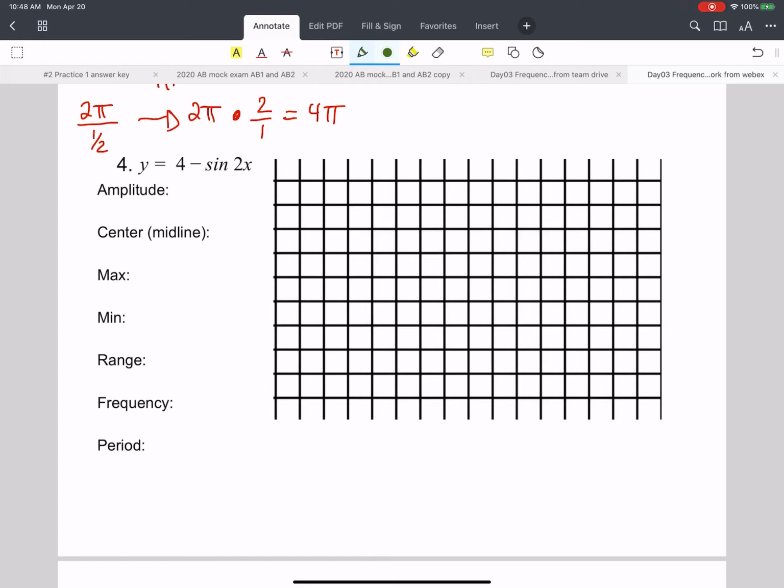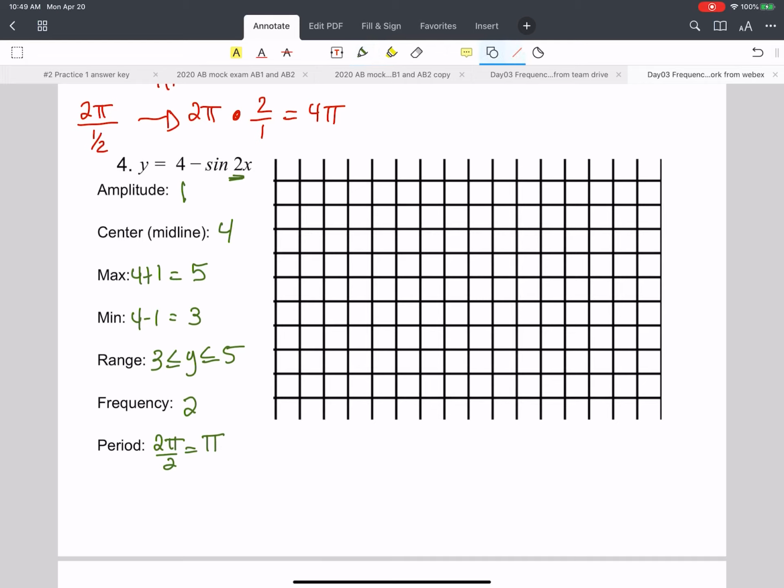Amplitude. Let's do it. Amplitude's a number in front of sine. Don't say 4. What's the amplitude? 1. Okay? The center, that's 4. The max, min. So that's 5, 3. So this is 3. And the frequency is the number in front of the x. So it's 2. And the period, 2 pi over 2, pi.